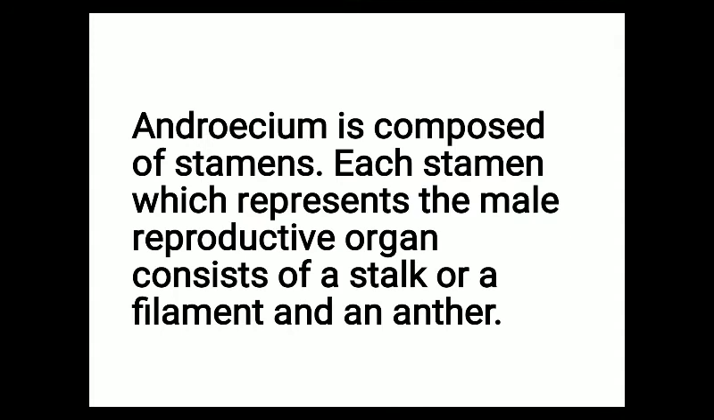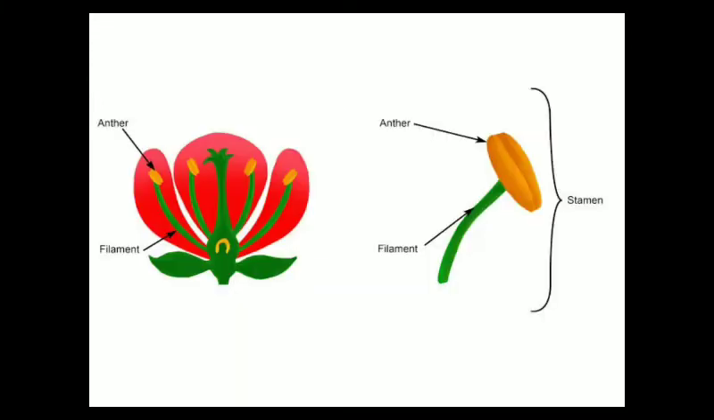So what is Androecium? Androecium is composed of stamens. Each stamen, which represents the male reproductive organ, consists of a stalk or filament and an anther. So all the stamens of a flower are collectively known as androecium. These stamens represent the male reproductive organ of a flower, and they consist of two parts, anther and filament.